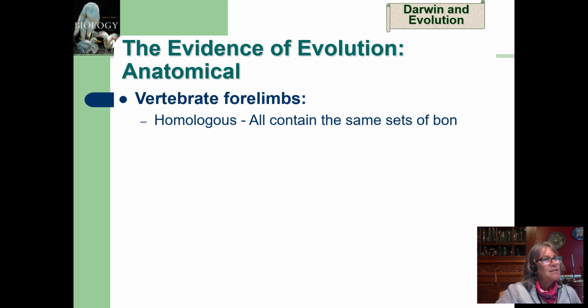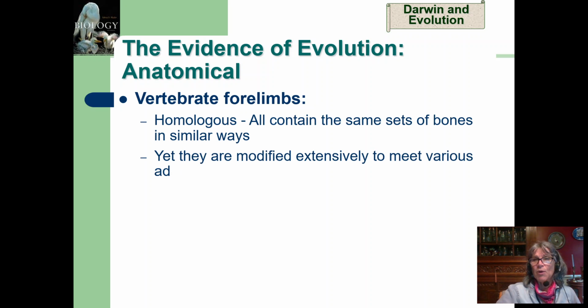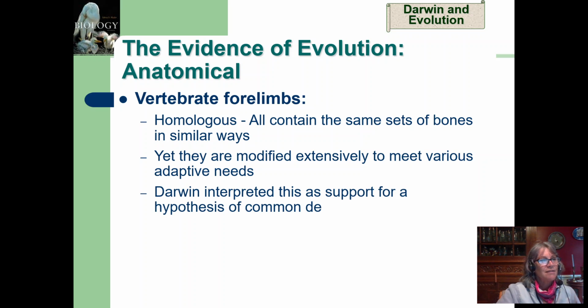So, an example of our homologous structure: vertebrate forelimbs. We all have the same set of bones, organized in similar ways, but the length and thickness of those varies. So they've been modified extensively depending on the adaptive needs of the organism. And Darwin interpreted this as support for his hypothesis of common descent.